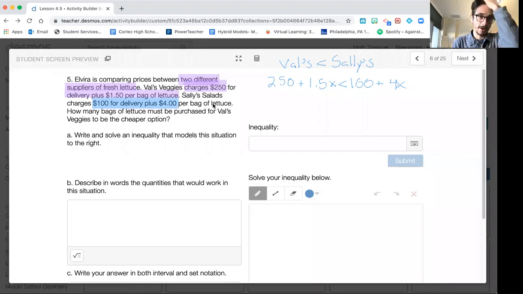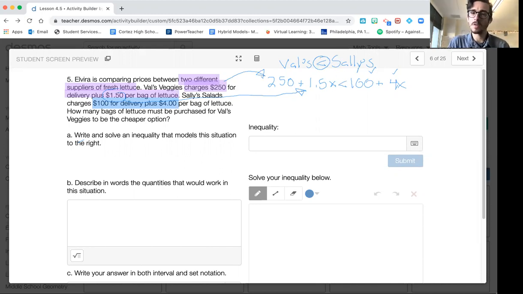If you read through this, you're comparing 2 different suppliers of fresh lettuce. I'm sure that's a heated competition. You have Val's Veggies charging $250 for delivery, so that's a one-time fee. Then you have $1.50 per bag of lettuce, and that can vary. We might only want 1 bag. Sometimes we need more. And we're comparing this to Sally's Salads, which is charging $100 for delivery plus $4 per bag of lettuce. How many bags of lettuce must be purchased for Val's veggie options to be the cheaper option, so less than Sally's? If you set up this inequality correctly, it would look something like this.